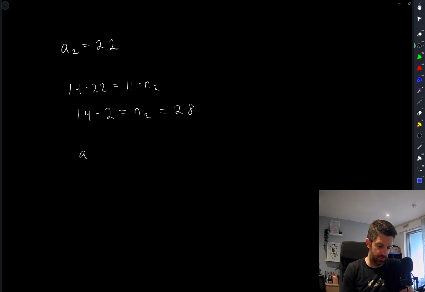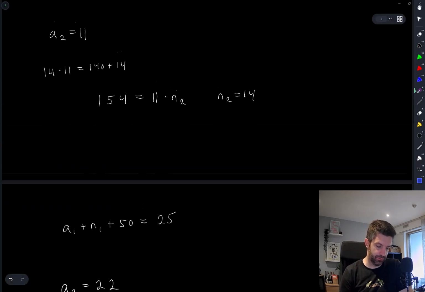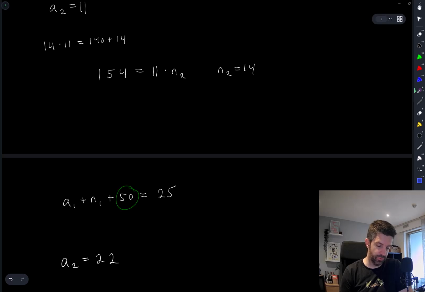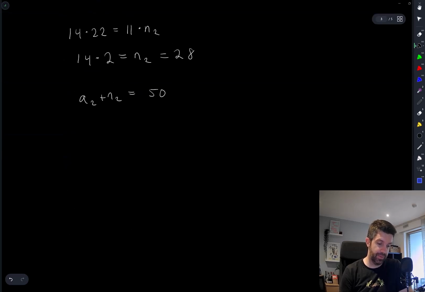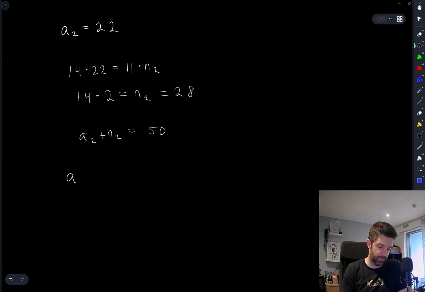Okay, so A2 plus N2 is 50. Yeah, that's exactly what I thought would happen. But we can't have 50 because that's the total number of people who were on the bus. That would mean the total number of people to start with were 0. So maybe hopefully this works out with A2 is equal to 33.